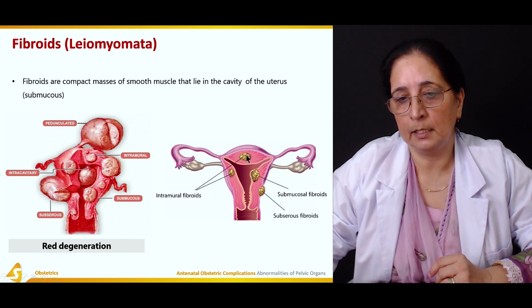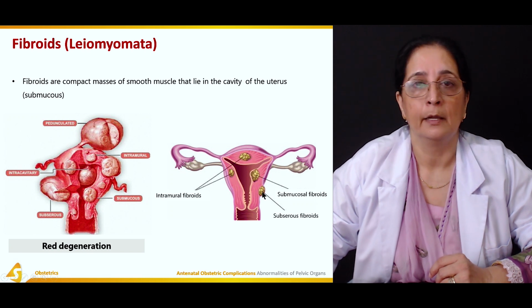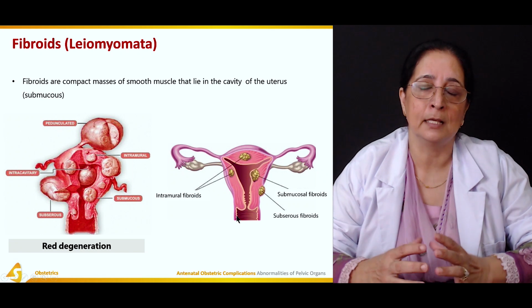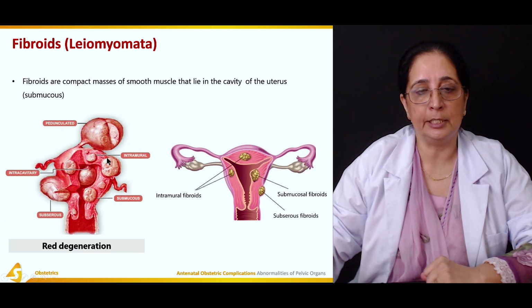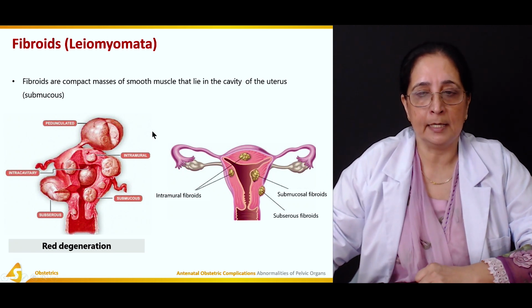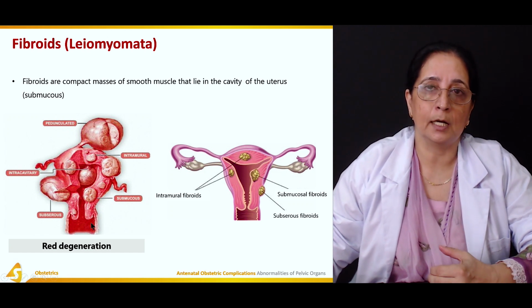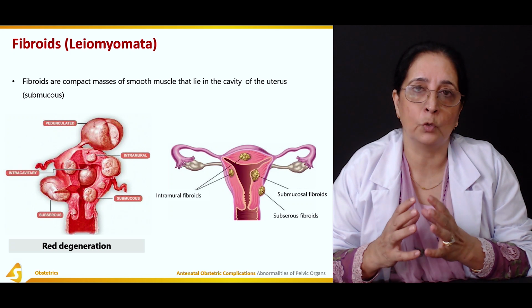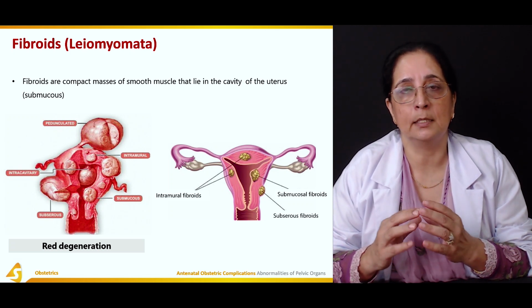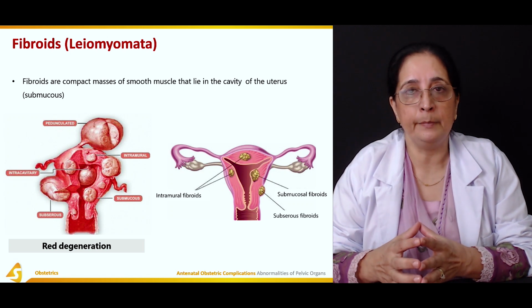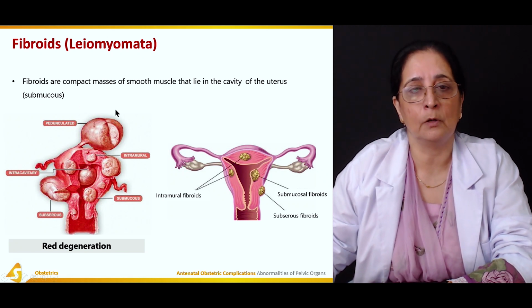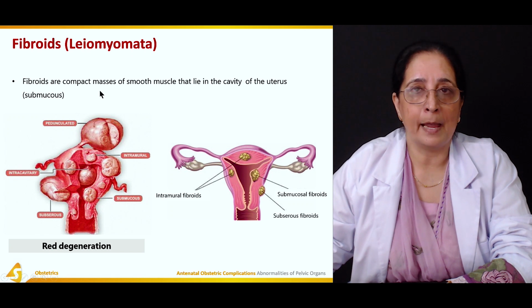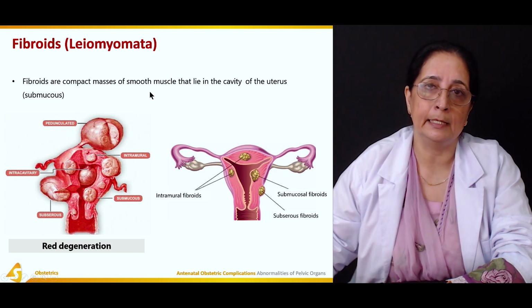Again, these are the different intramural fibroids, submucosal fibroids, subserous fibroids, named after the layers or the areas in which the fibroid is present. This is red degeneration. You can see there is redness, and this red degeneration occurs when the fibroids become so big that the blood supply is not enough, leading to ischemia that can lead to red degeneration. So fibromas or fibroids are masses of smooth muscle that lie in the uterine cavity.